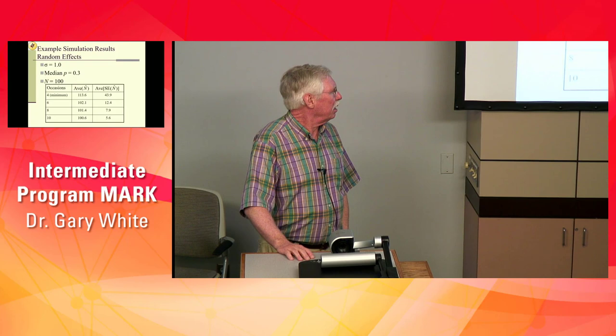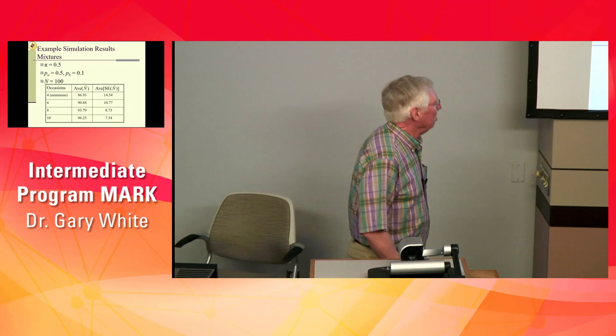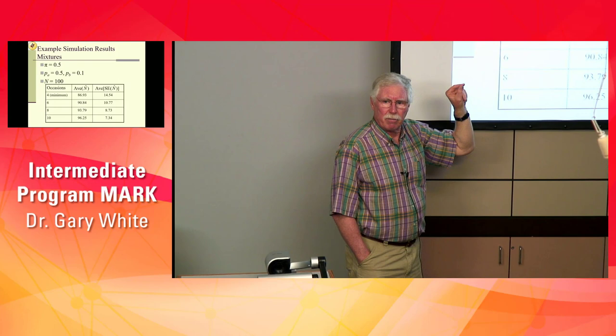And that's not very much, not very good. So, you know, from simulations you can really learn a lot. Here's the same thing for the mixtures. Again, you see I like the other one a lot better. But I set pi at 0.5, and I got PA 0.5, PB at 0.1. So that gives me that 0.3 kind of median in the middle again.